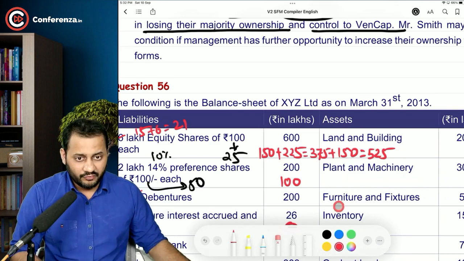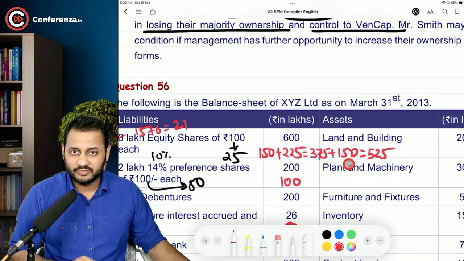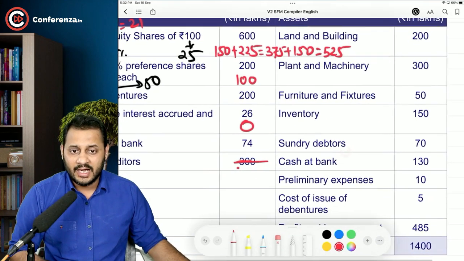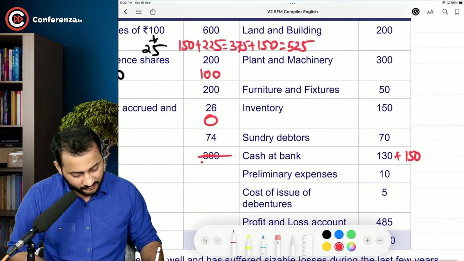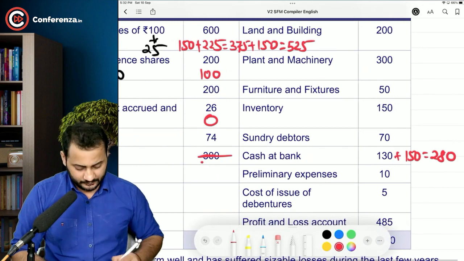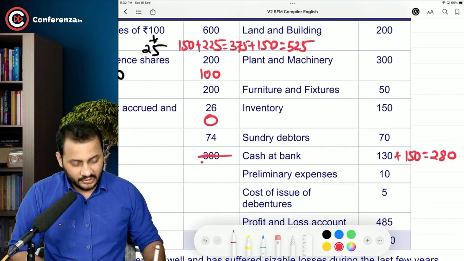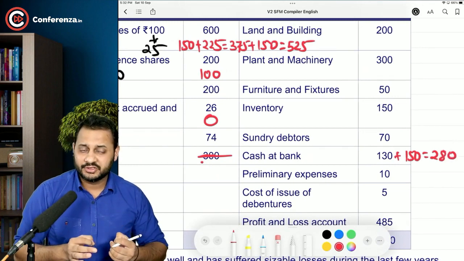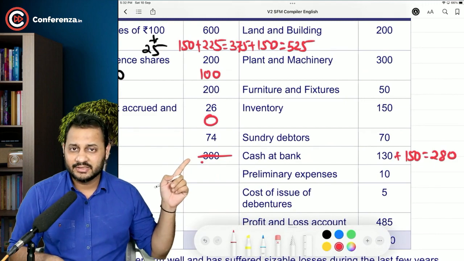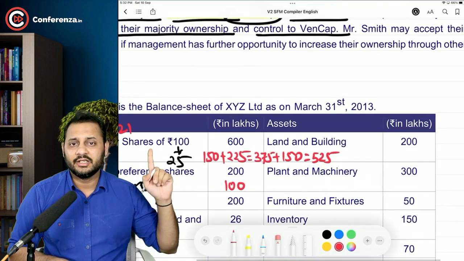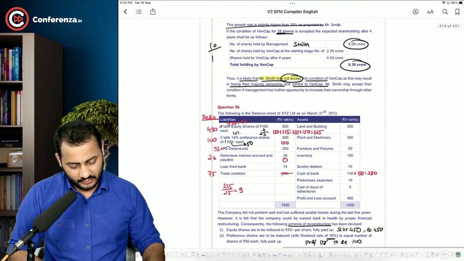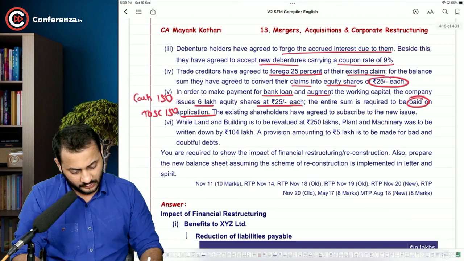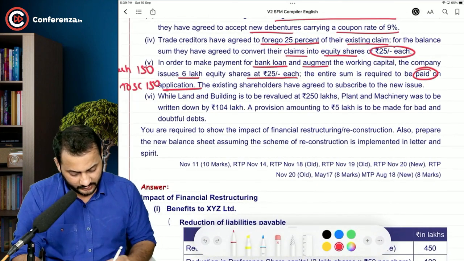This entry of 150 lakh rupees of the cash issued will add to the cash and bank balance, and the cash and bank balance will be now 280 lakhs. Right? We have issued new equity shares. It will increase the cash balance and the equity balance on both the sides. So this will get tallied.